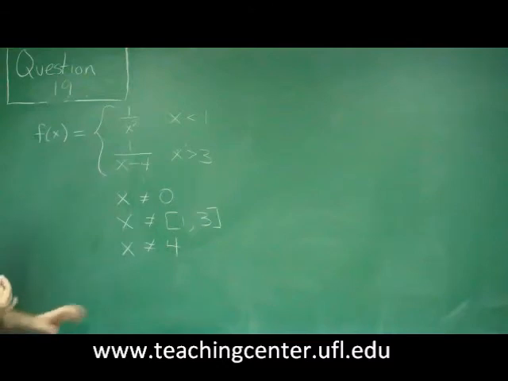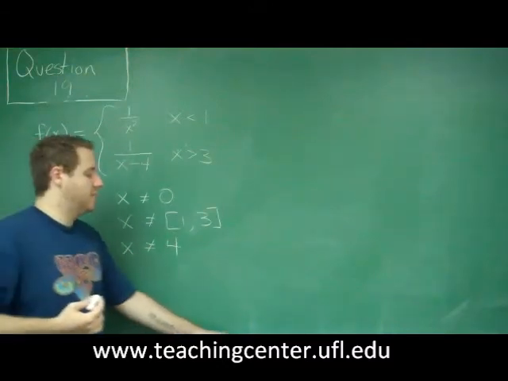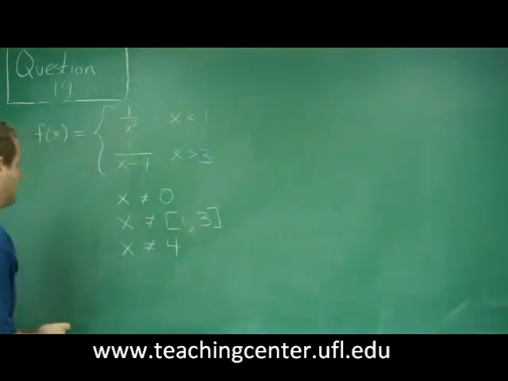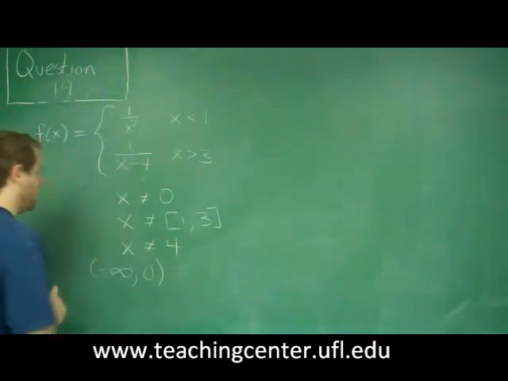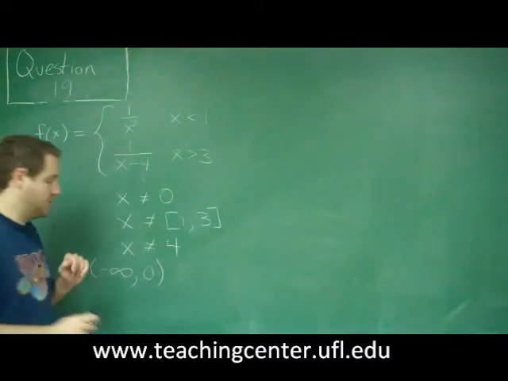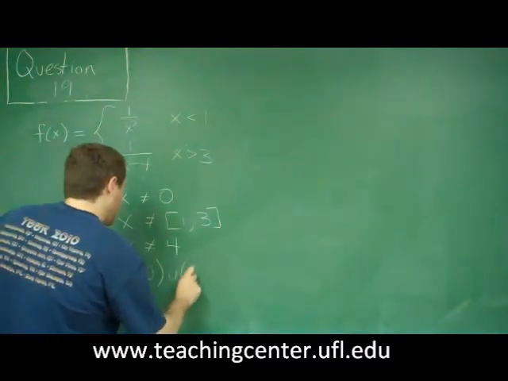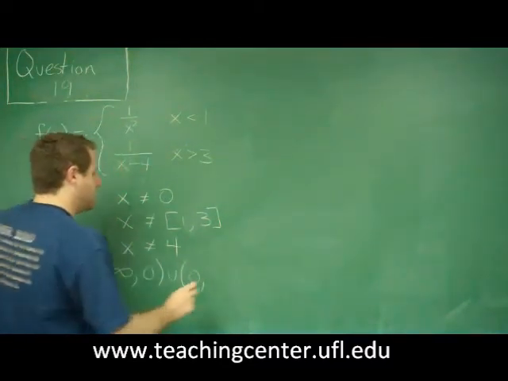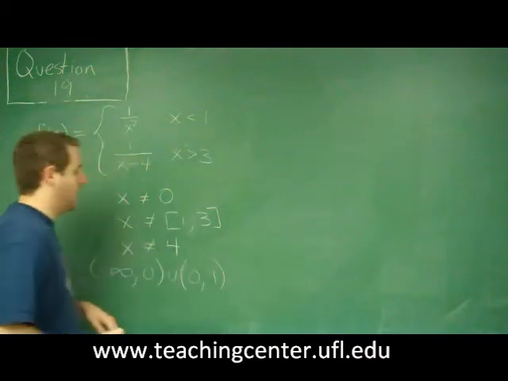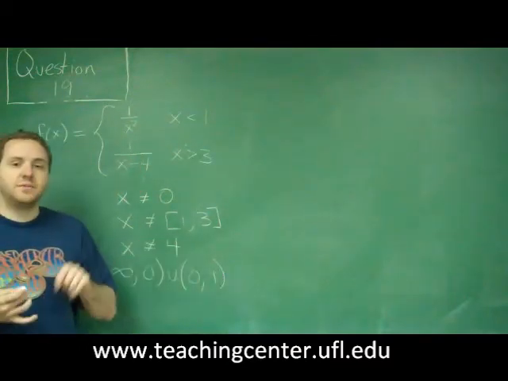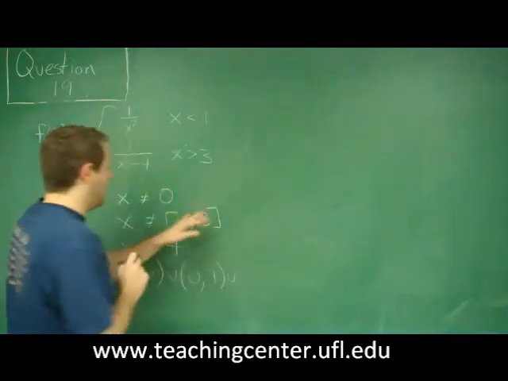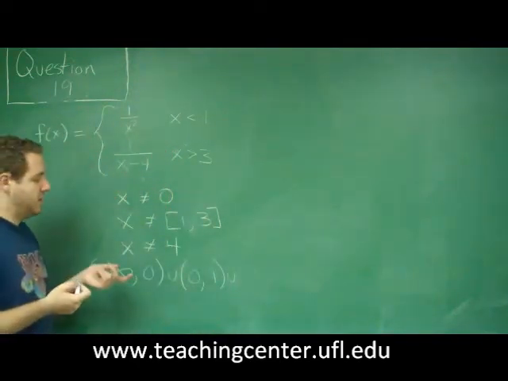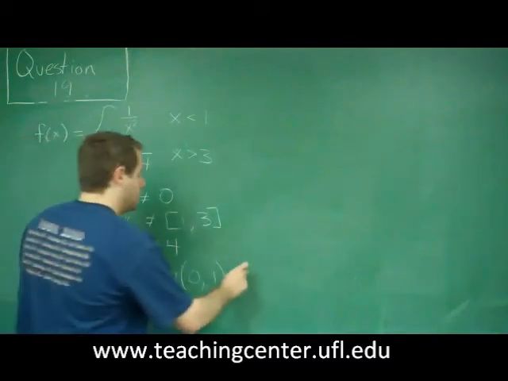So to write our domain, we need to write something that does not include any of those values. So we would write, we can have anything from negative infinity up to 0. We can't have 0 there, so we have to stop there. We can have anything from 0 up to 1, but not including 1, because we could not have the number 1.